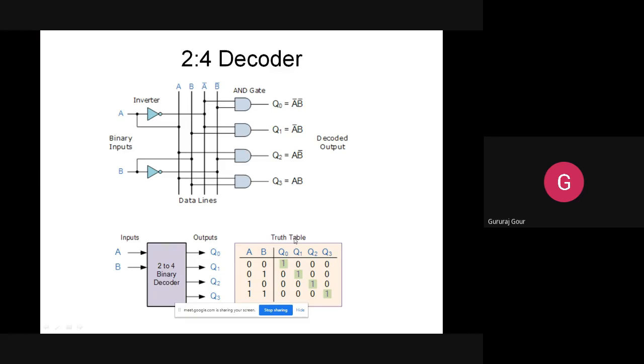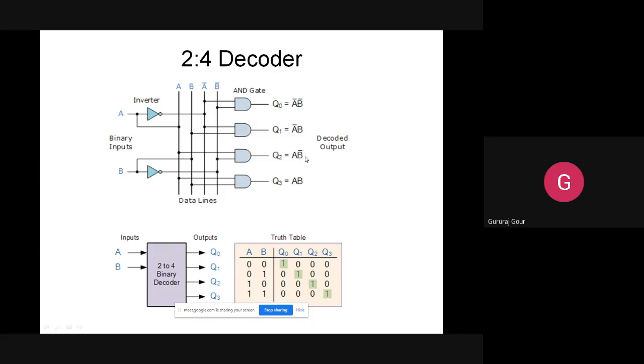The actual truth table, as we know: when both A and B are 0, output Q0 will be selected and all the remaining outputs will be 0. Means only one output will be selected. Similarly, when A is 0 and B is 1, output Q1 will be selected, when A is 1 and B is 0, output Q2 will be selected, and when both are 1, the last output will be selected.